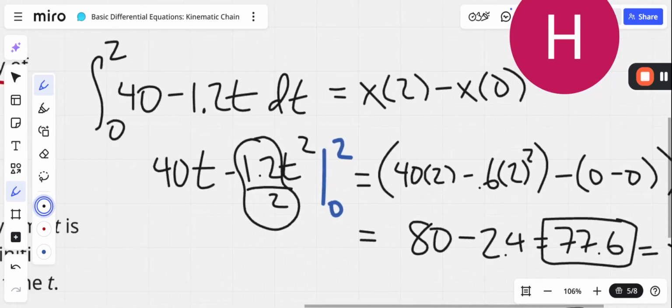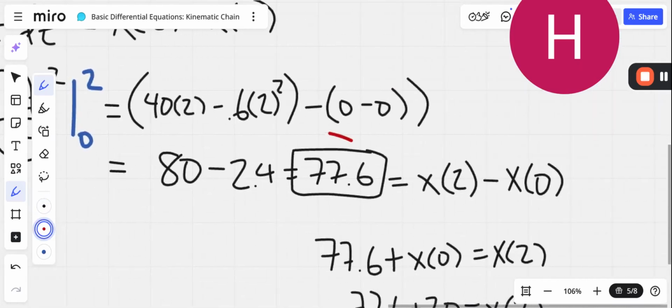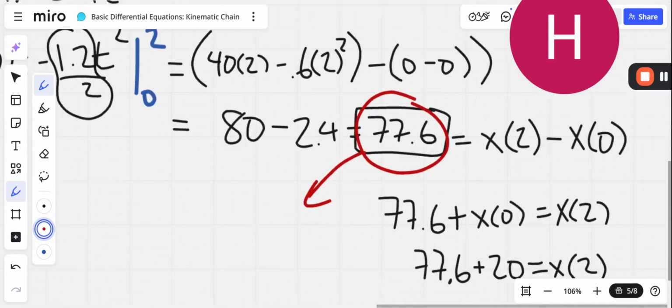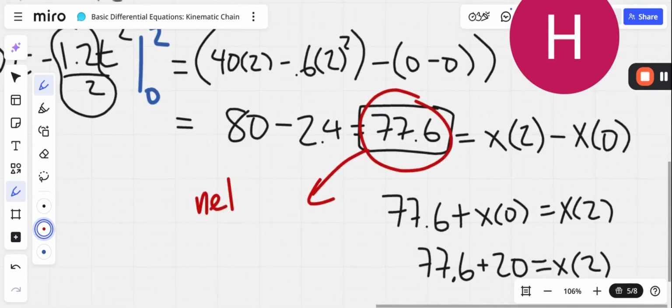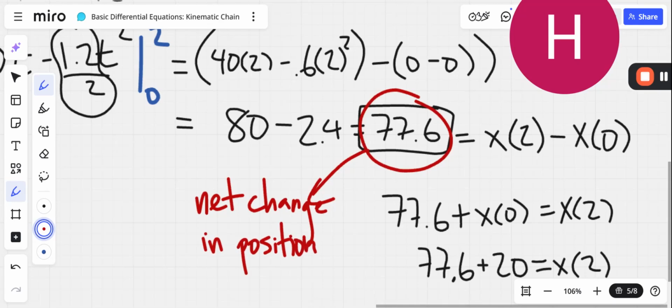So the integral tells us what? The integral tells us how much the position has changed. This is still a very useful number. This is the net change in the position. This is how much the position has changed from time 0 to time 2. But that's not the final position. That's just how much it's changed. If we didn't start on the ground, then we're not just 77.6 feet in the air, for example.